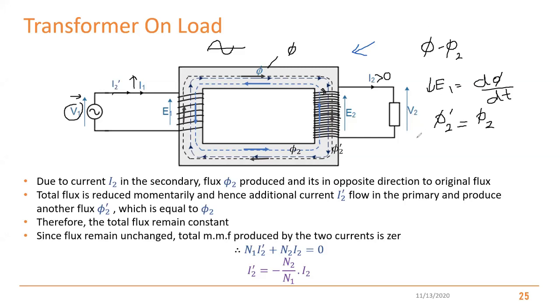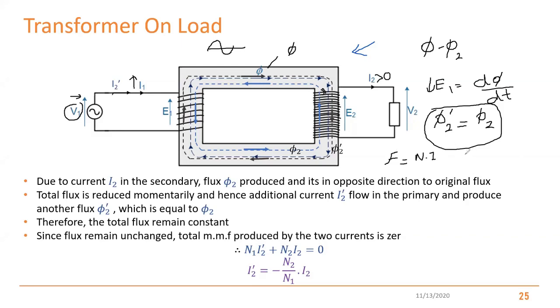Now what we can understand here is, in order to neutralize this flux, phi 2 dash should be equal to phi 2, which means the additional magnetomotive force produced by the primary should be equal to the magnetomotive force produced in the secondary due to this load current. The magnetomotive force is the number of turns times current.